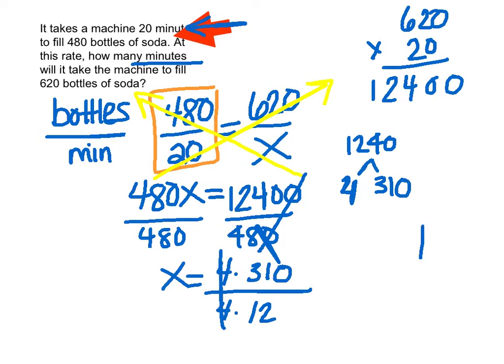I can do my long division. Now it's a little bit easier, and I can say how many times does 12 go into 31? It goes in twice, which is 24, and I'm left with a 7. 12 goes into 7 how many times?